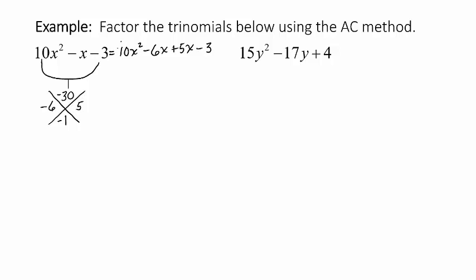And now I'm going to do factor by grouping. So I'm going to group the first two terms and the last two terms. In the first grouping, 10x squared minus 6x, what's common to the numbers? 2 for sure, right? And then x as well. So I'm going to factor out 2x, and I'm going to be left with 5x. And 2x times negative 3 is minus 6x, right?